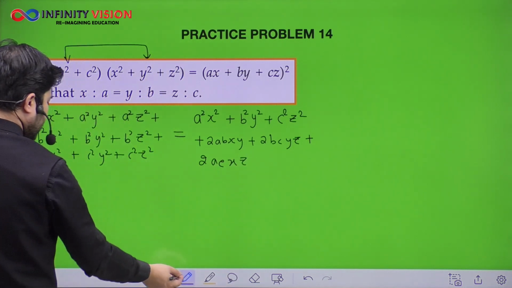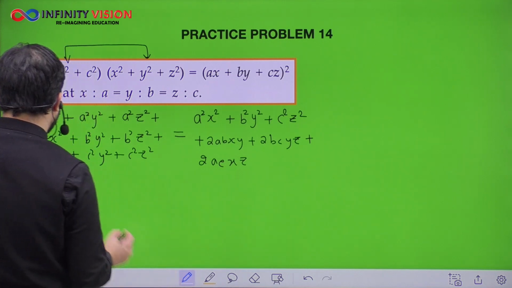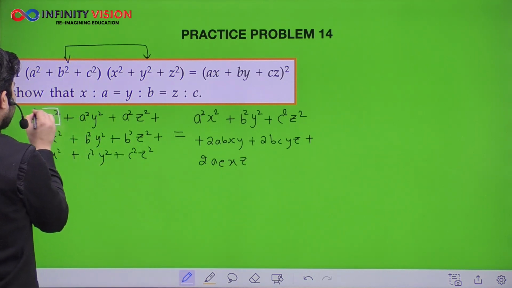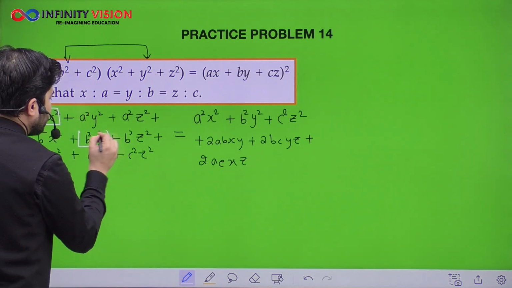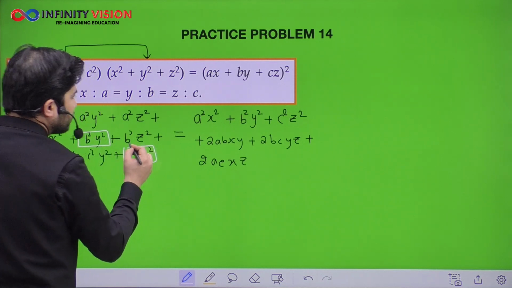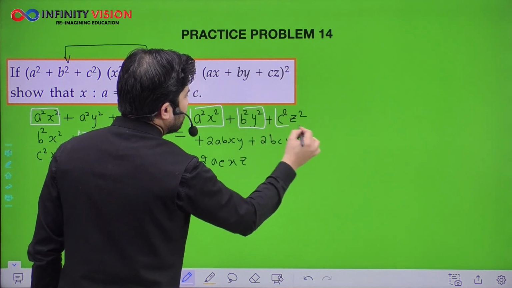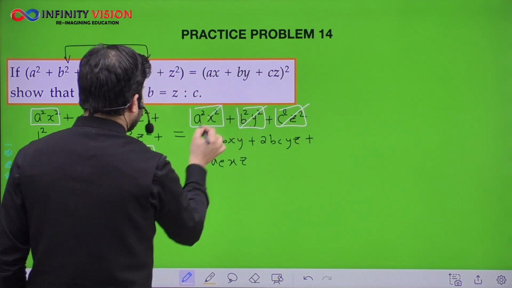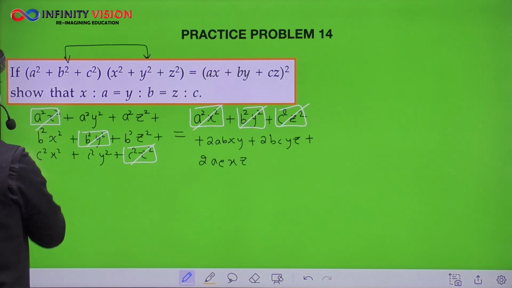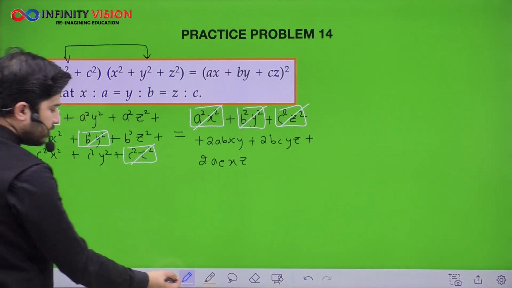Now when I look into the left hand side and right hand side, I notice that a square x square, b square y square, and c square z square is also there in the right hand side. So I can simply eliminate them or cancel them. Okay, so I have reduced the story.